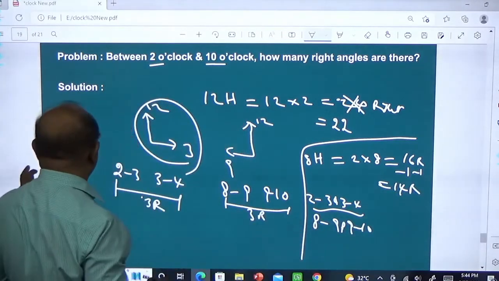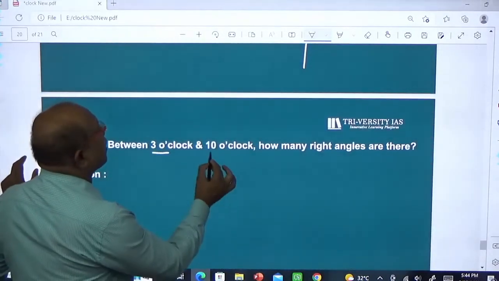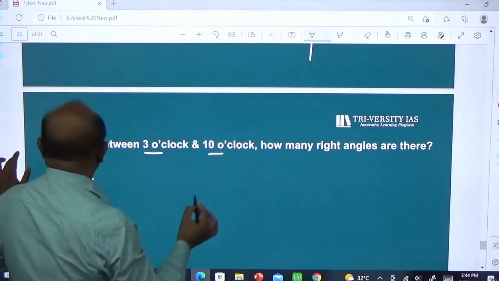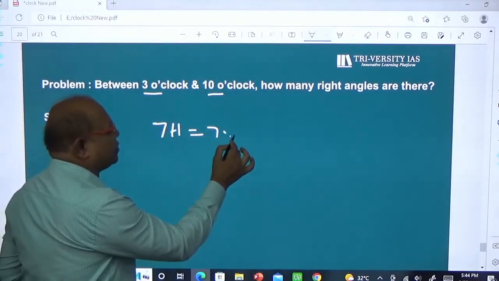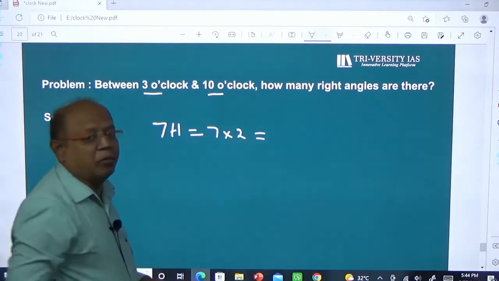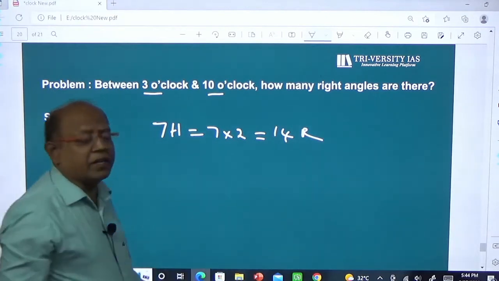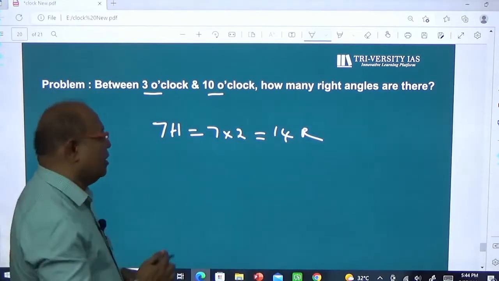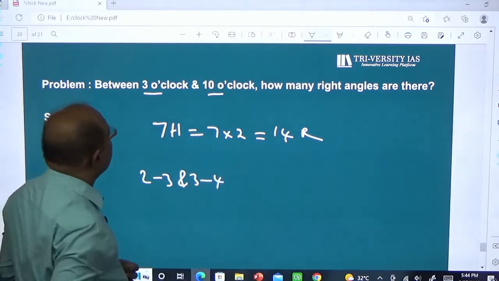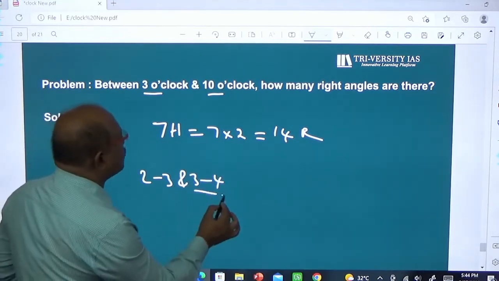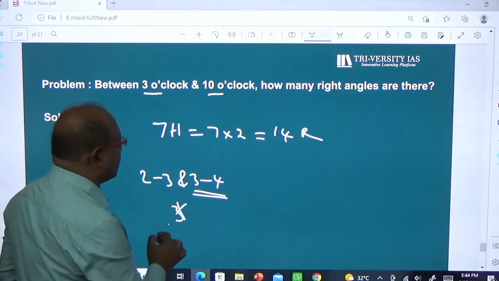Now, let us see one more. Between 3 o'clock and 10 o'clock, the duration is 7 hours. So 7 into 2, for every 1 hour there will be 2 right angles. 7 twos are 14 right angles. Now, let us check whether any repetition is there. Now, 2 to 3 and 3 to 4? No, only 3 to 4 alone is there.